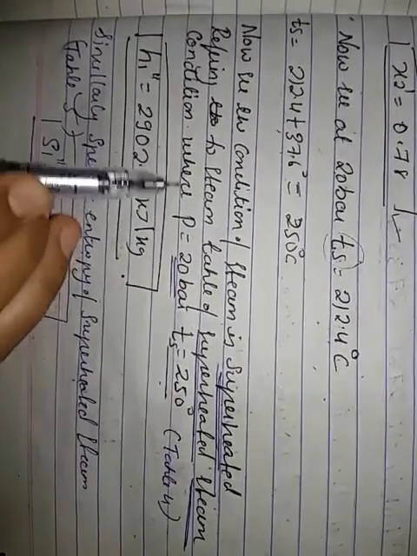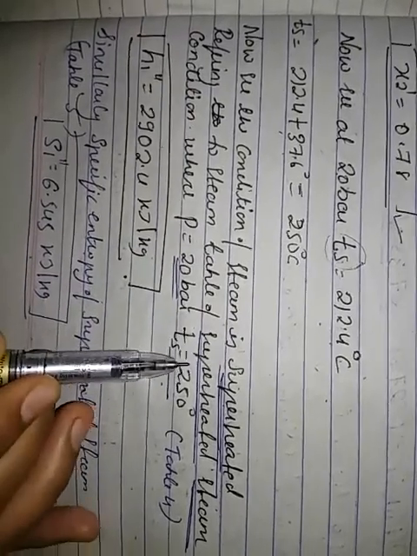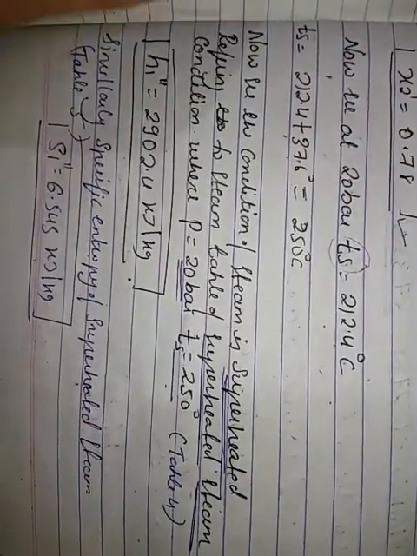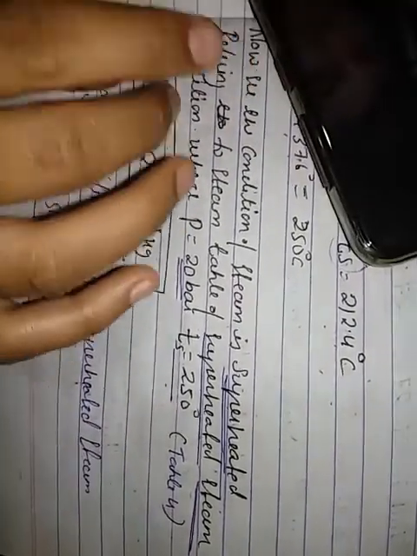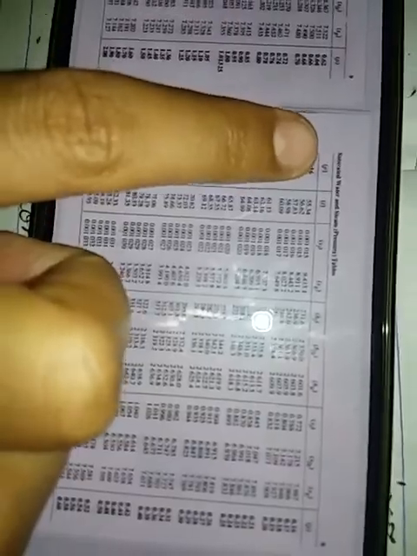It is superheated. Now which table should I refer to? I should refer to the table of superheated conditions. Now see, I have told you that in the steam table there are 4 types of tables. Table 1 is the temperature table, table 2 is the pressure table. Now what is our condition? You can notice here that this is saturated conditions. Now what is our condition? Our condition is superheated or super saturated. So I should refer to, see here, specific volume of superheated steam.